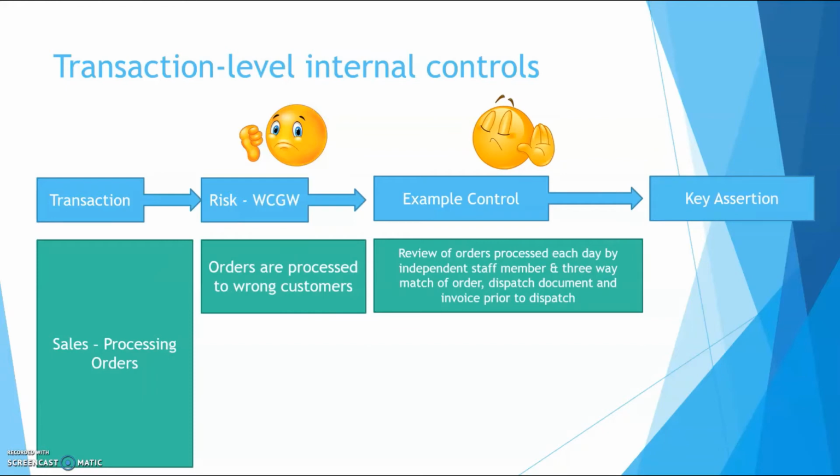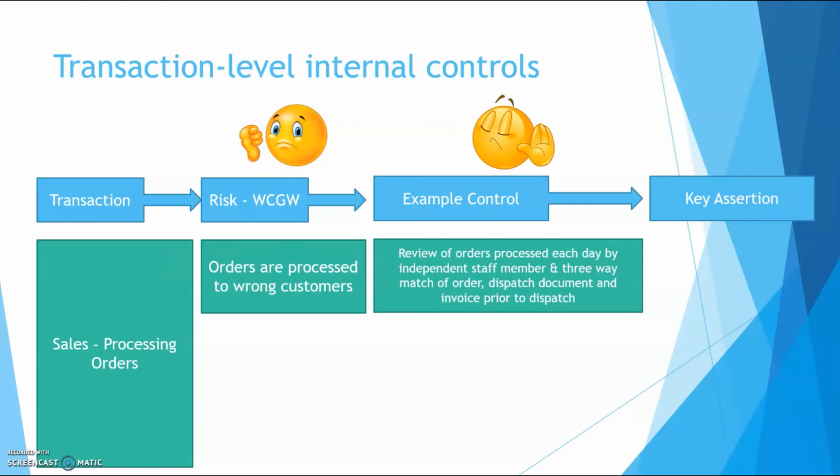Further, a three-way match of orders, dispatch documents, and invoice prior to dispatch. So this is probably a more common one that you see on a lot of clients that will be shipping goods. So normally, and this one is so effective because it's normally spread across multiple people.